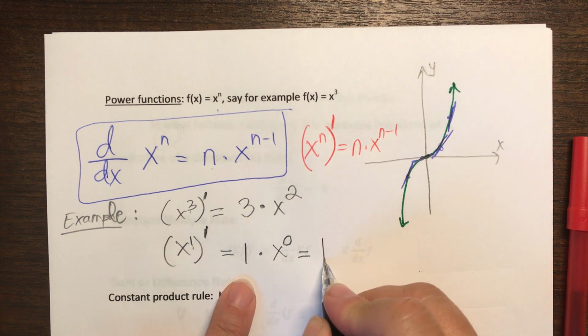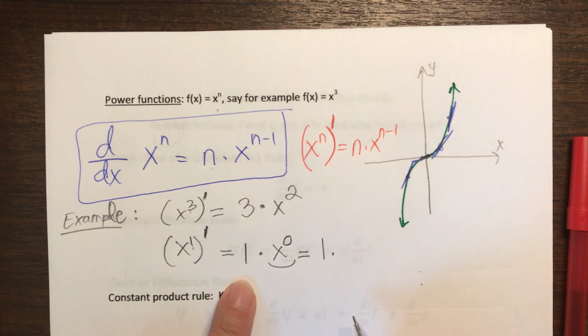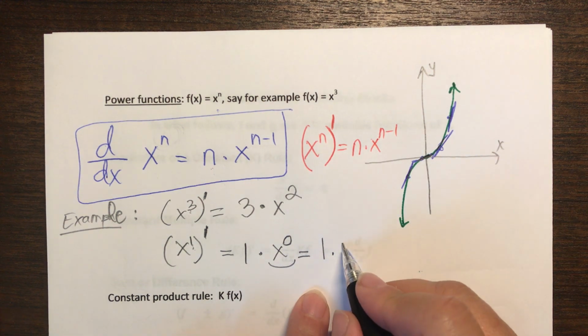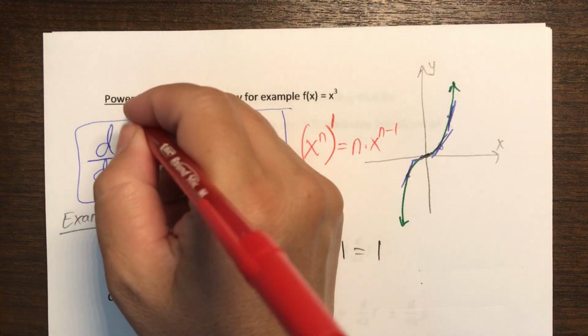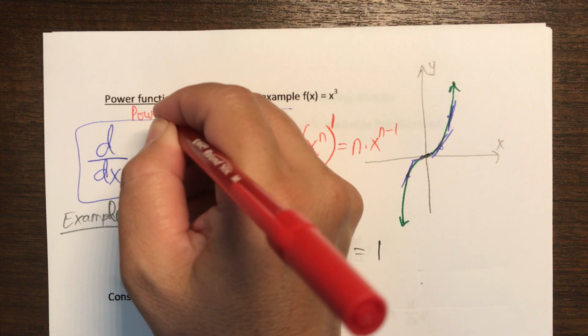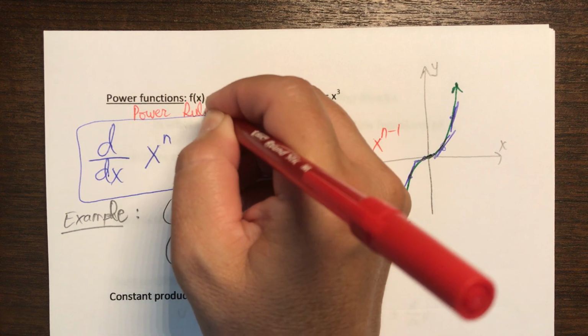Now, of course, you will have to remember that anything raised to the power of 0 is equal to 1. So just as we have already shown on the page before, the derivative of x is equal to 1, right? So this power rule also proves it. Okay, so we call this one more time the power rule. I'm going to review them all for you on the next page.